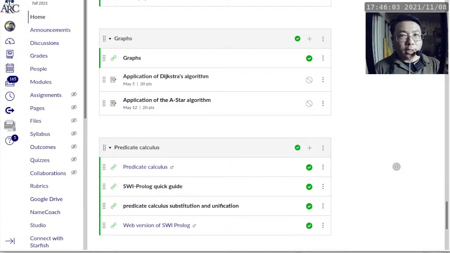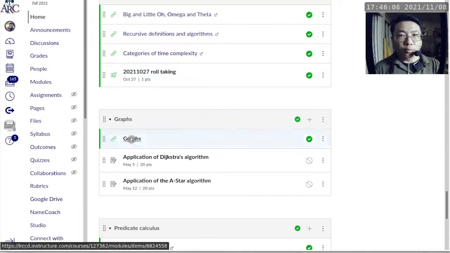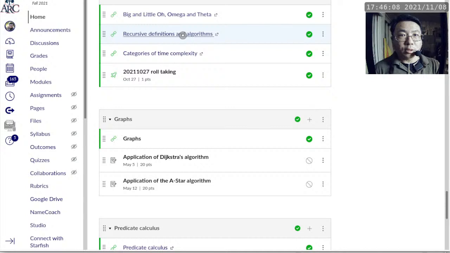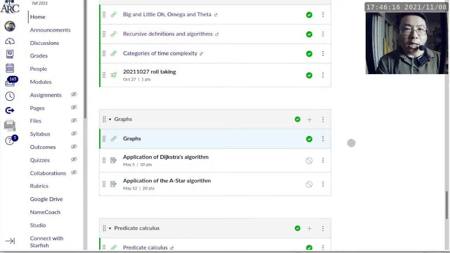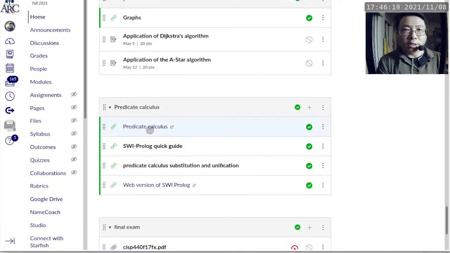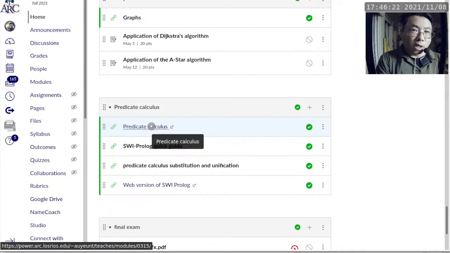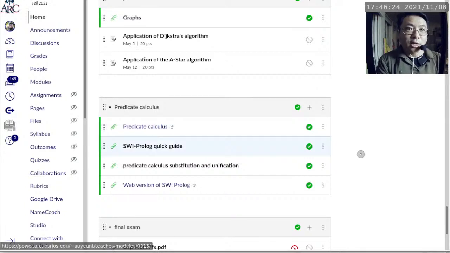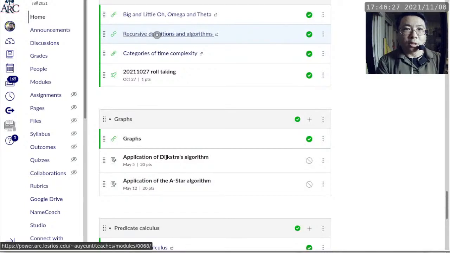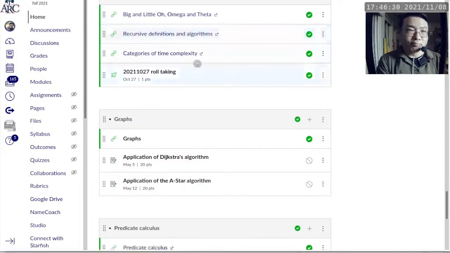I think what I'll do is I am going to continue with graphs, skipping recursive definitions and algorithms and also categories of time complexity. So I'm going to skip these two links and go straight to graphs. And then after that, we'll go straight to predicate calculus. Now, if we do have time at that point of this class, then we'll probably go back to talk about recursive definitions and algorithms. CISP440 is a co-requisite of this class, so I'm pretty sure at this point everybody has exposure to recursive definitions.